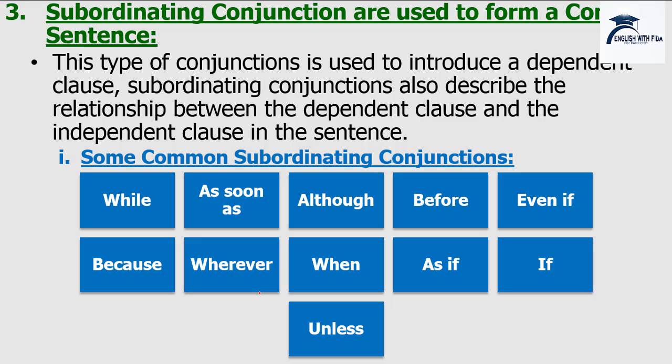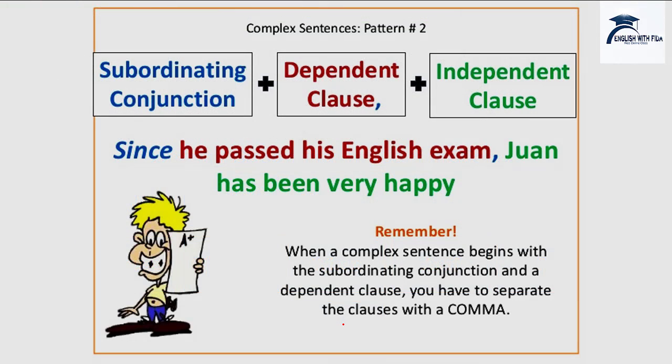Look at the subordinating conjunctions: while, as soon as, although, before, even if, because, wherever, when, as if, unless. The pattern that you may use: start with a subordinating conjunction. This conjunction begins a dependent clause, like since he passed his examination, since he passed his English exam, comma, John has been very happy. The green one is the independent clause, the red one is the dependent clause, and the starter of the dependent clause is called a subordinating conjunction.